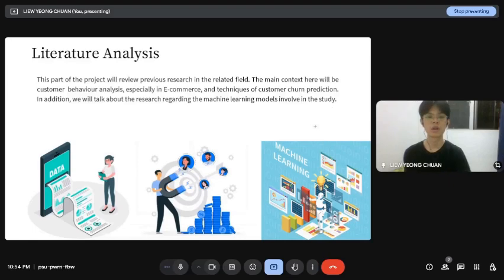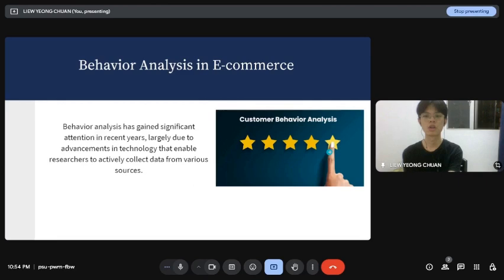Thank you. So the second part of the study will focus on the literature analysis. In this part, we will briefly introduce general customer behavior analysis and then start digging down into customer churn prediction. Lastly, we also discuss the machine learning models that have been used in our study. In behavior analysis, we found that there has been significant attention in recent years. This is largely due to the advanced technology that can gather data from different sources, which helps researchers conduct behavior analysis more easily.